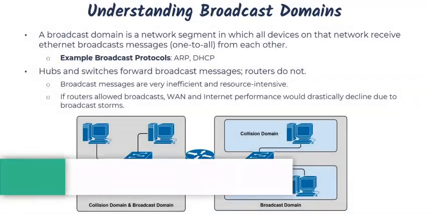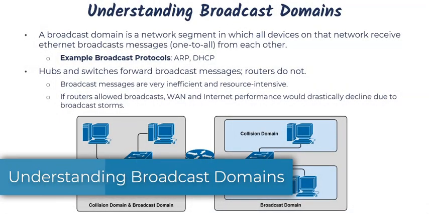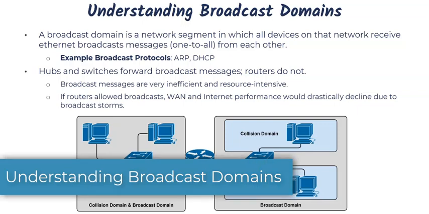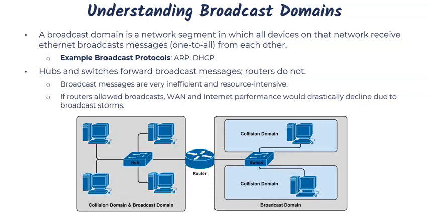So now that you know the basics of collision domains, we're now going to turn our attention to broadcast domains. So what is a broadcast domain? Well, a broadcast domain is a network segment, and when we talk about network segments, we're going to refer to local area networks. It's a network segment in which devices on the network segment receive Ethernet broadcast messages. So a broadcast domain is where broadcast messages can occur.